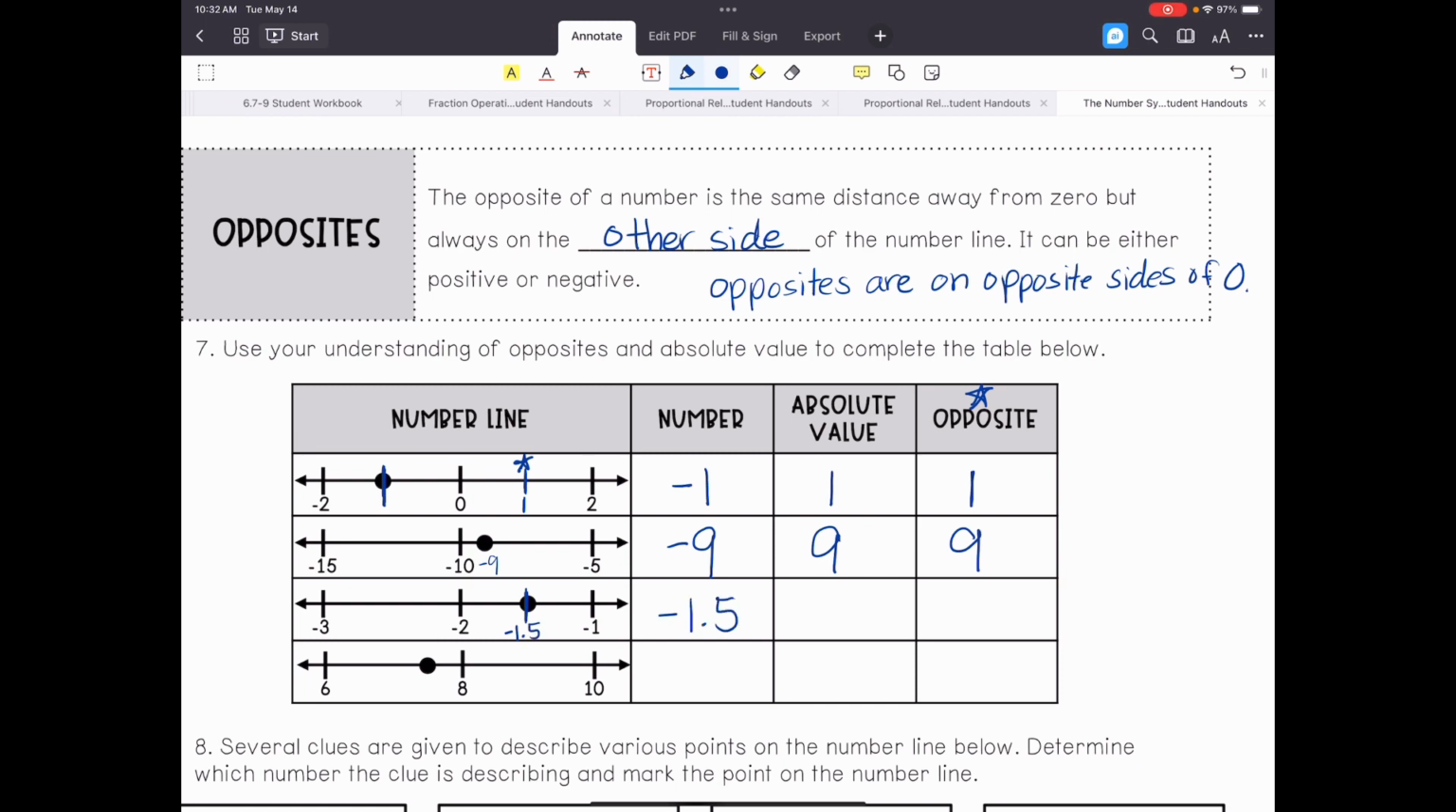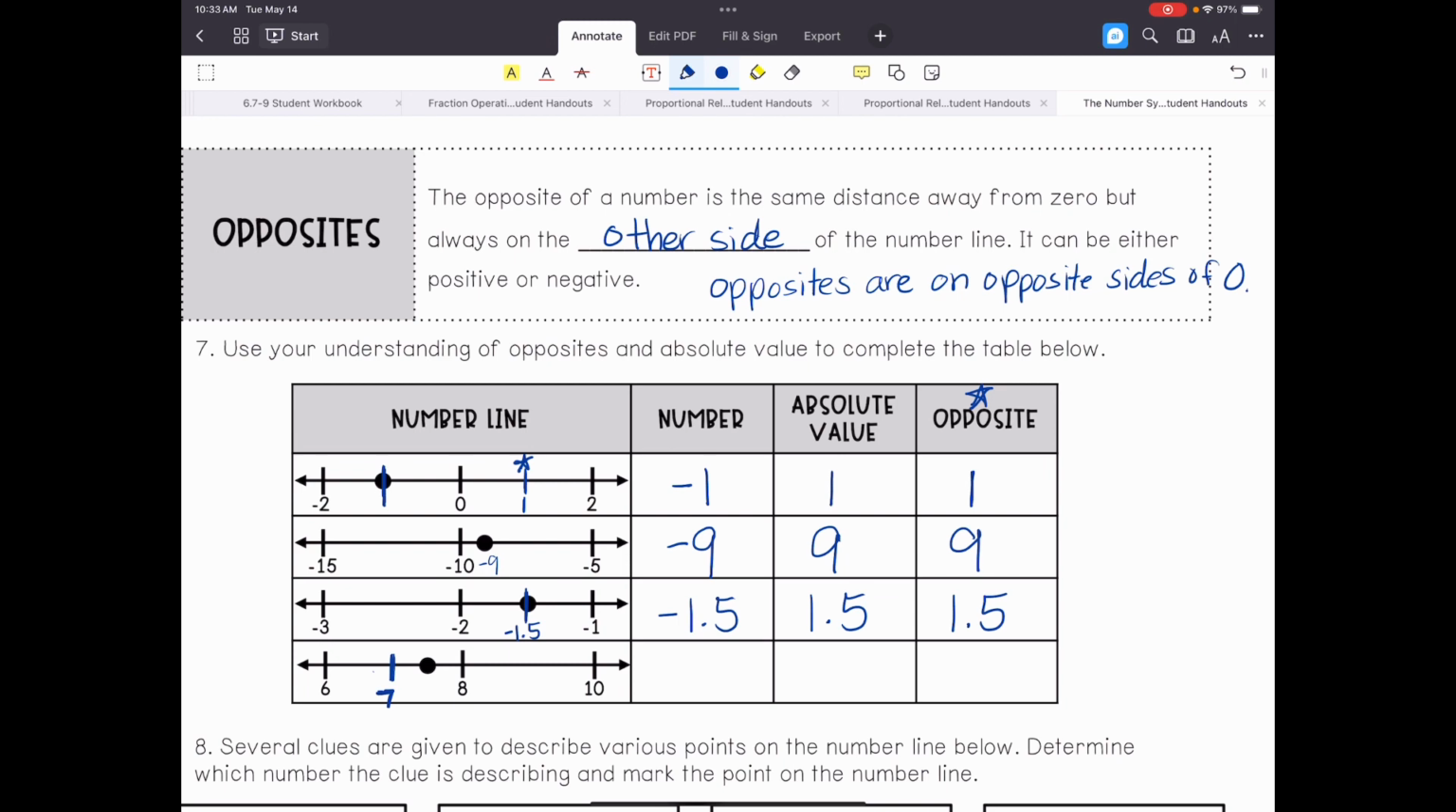The distance from 0, our absolute value, is 1.5, and our opposite would be +1.5. Okay, our last one. So we've got 6 here and 8 there. That means split that, and 7 would be right here. So this is where we have to understand that the intervals change how we view these number lines.